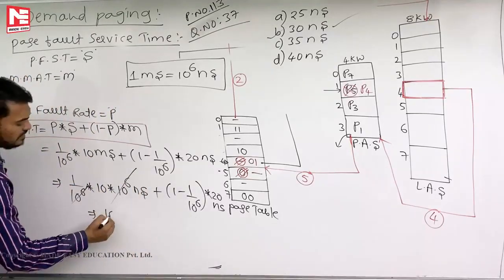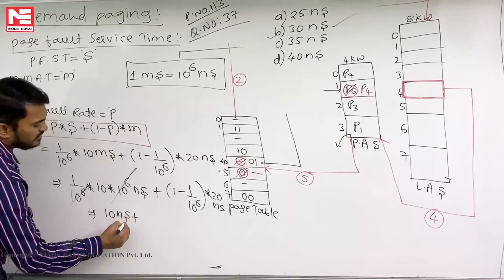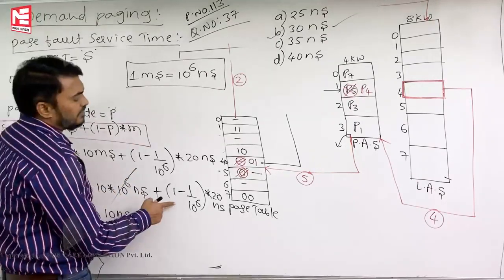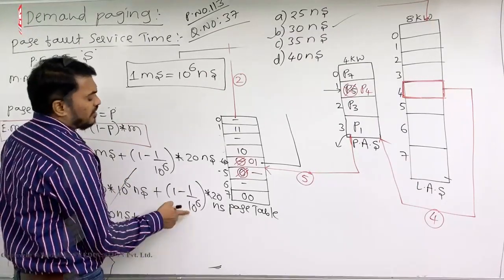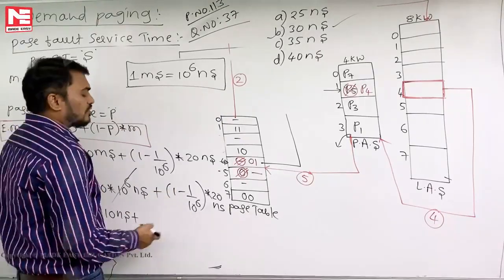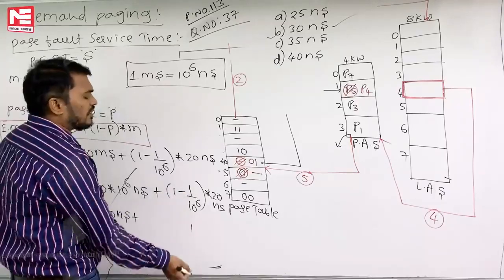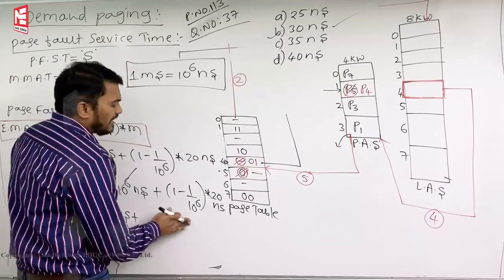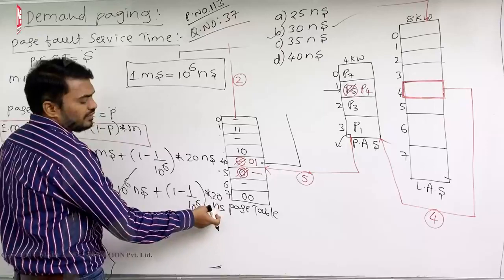And what is the value here? 10 nanoseconds here, okay, 10 nanoseconds plus. So understand here, 1 minus 1 by 10 power 6. Okay, 1 minus 1 by 10 power 6, you have to subtract 1 by 10 power 6 from 1. So what is this value? Okay, almost equal to 1 only. Right? So if you want the exact value, it is multiplied with 20 nanoseconds.